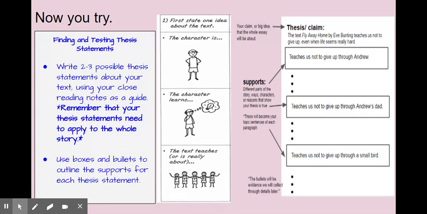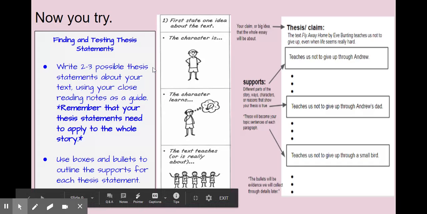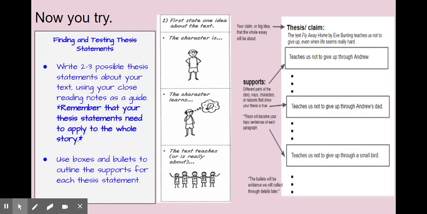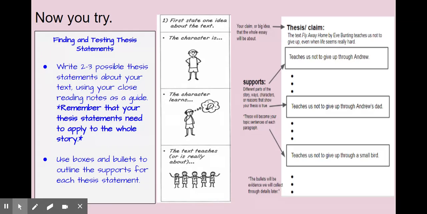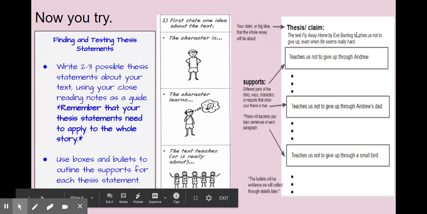So now it's your turn to find and test some thesis statements. You're going to write 2 to 3 possible thesis statements about your text using your close reading notes as a guide. And remember that your thesis statement needs to apply to the whole story, that your supports need to go through the whole story. And you're going to use boxes and bullets to outline the supports for each thesis statement. So you should have 3 boxes and bullets organizers by the end of writing today.